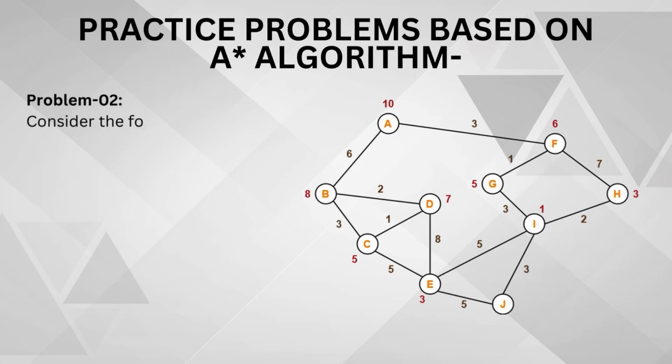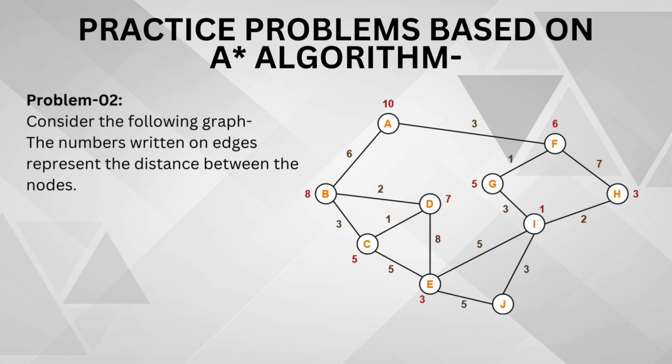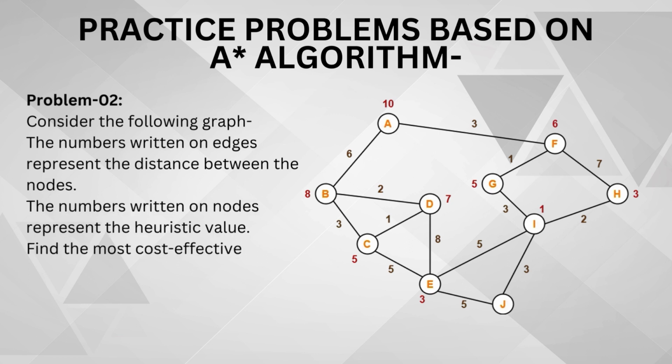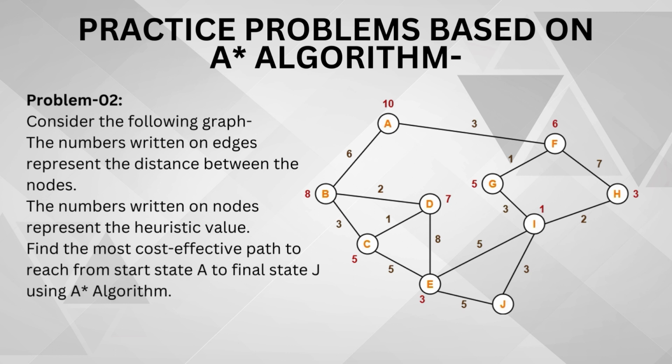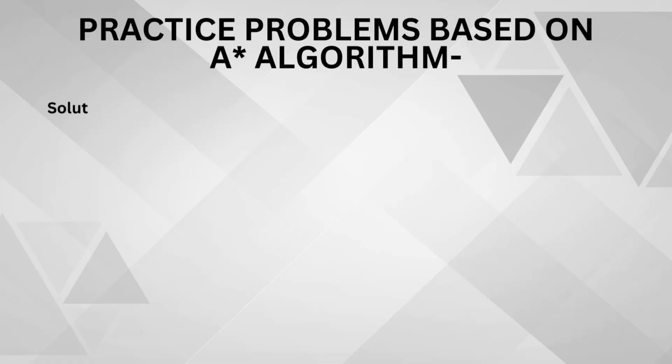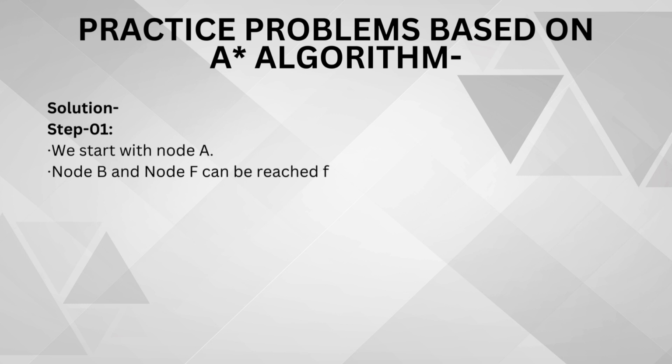So the number written on edges represent the distance between the nodes. The number written on nodes represent the heuristic value. So our goal is to find the most effective path to reach from start node A to final state. So finally, after explaining all the steps, we have found our solution, in which in step 1 we start with node A, node B and node F can be reached from node A.